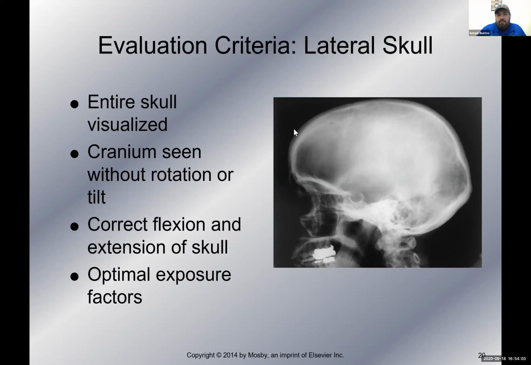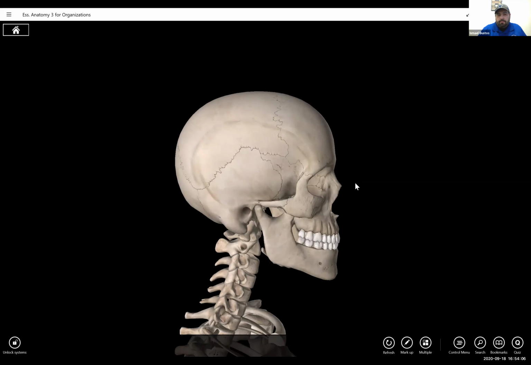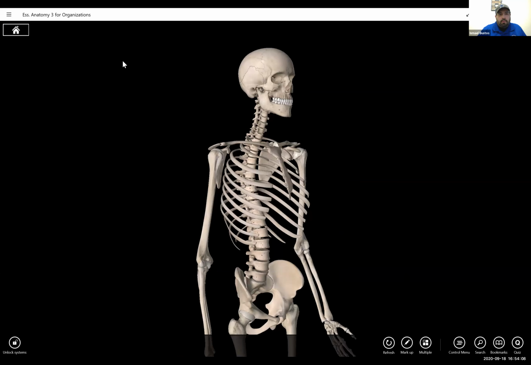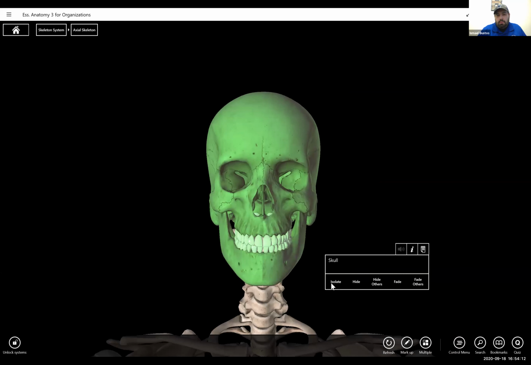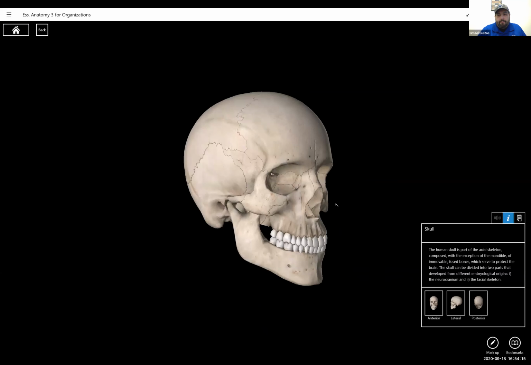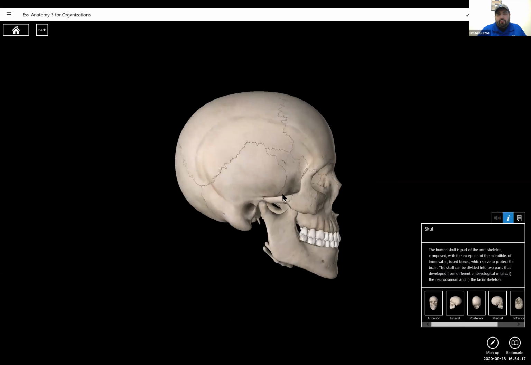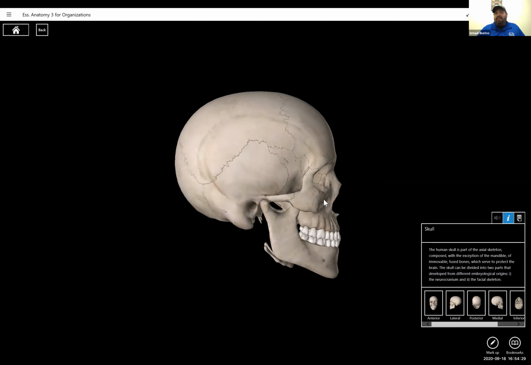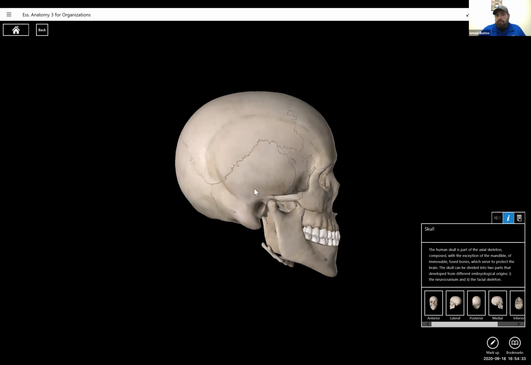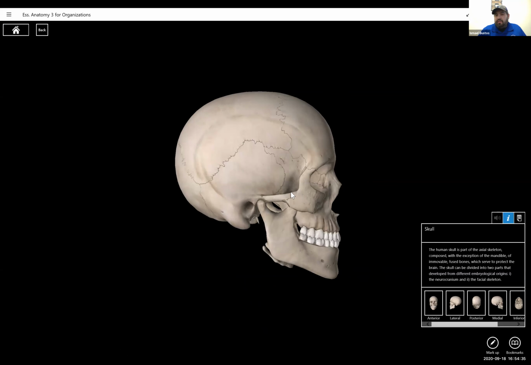So let's go back to this guy here. Isolate the skull. All right. So if I'm in a true lateral position, right, you can only see one mandibular rami down here, right? But if I rotate, what happens? You start to see the other one, right? So there's rotation. So anytime you have anterior, posterior separation, right, one coming forward, one coming back, you're going to have rotation, right?